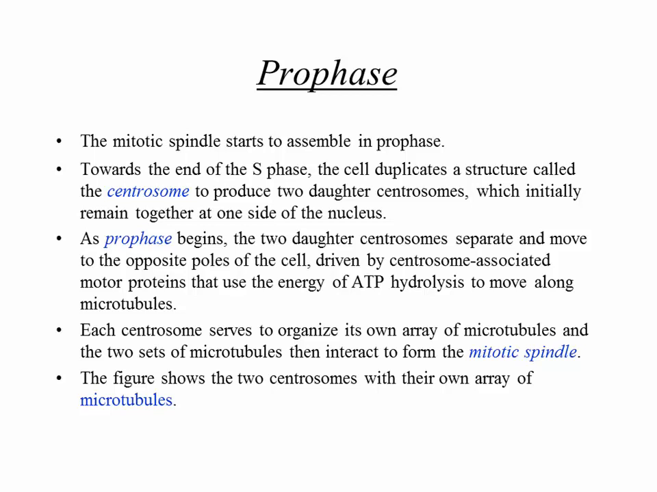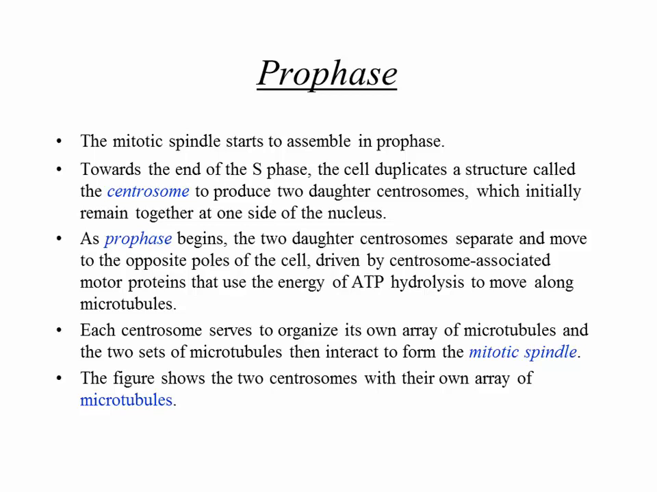So as prophase begins, the two daughter centrosomes separate and move to the opposite poles of the cell, driven by centrosome-associated motor proteins. But you need energy for movement. Where is that energy going to come from? ATP, right? We talked about that ATP-ADP cycle and all that stuff, right? The high-energy phosphoanhydride bonds are going to be used to power this movement. So these motor proteins use the energy of ATP hydrolysis to move along the microtubules, right? Now, each centrosome then serves to organize its own array of microtubules, and the two sets of microtubules then interact to form what is called the mitotic spindle.